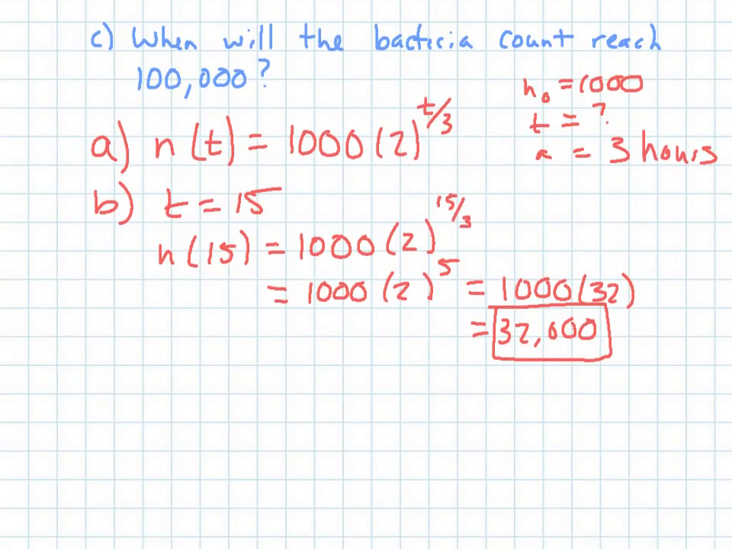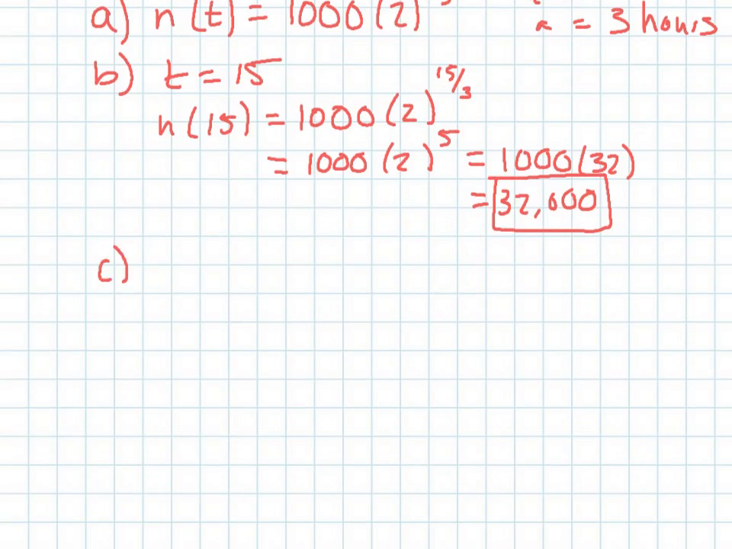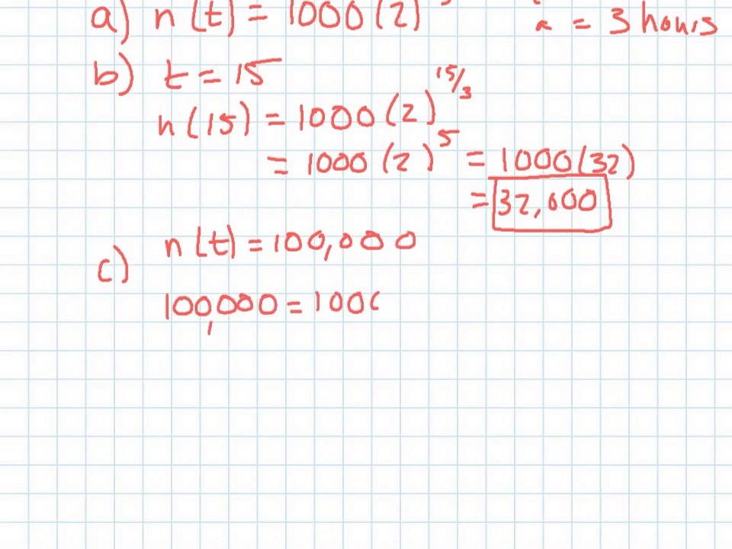Letter C says, when will the bacteria count reach 100,000? So there, they're telling you the n population. So they're saying n of t is equal to 100,000. So then we insert that in, and then we want to use our equation solving skills to help us find t. First I need to get 1,000 to the other side because I want to isolate my base. So 100,000 divided by 1,000 would be 100.